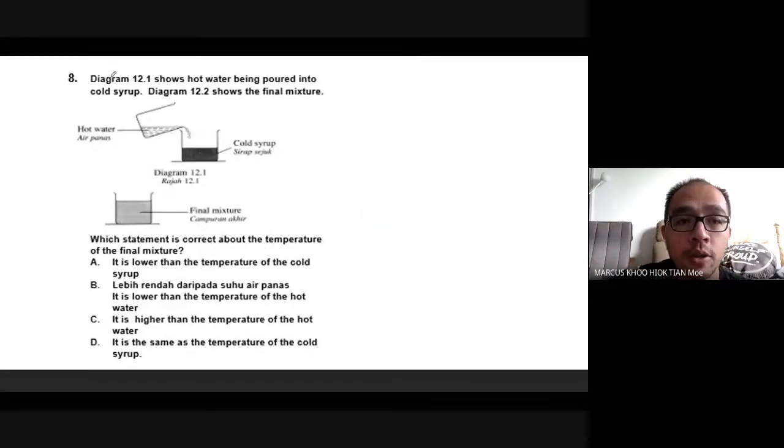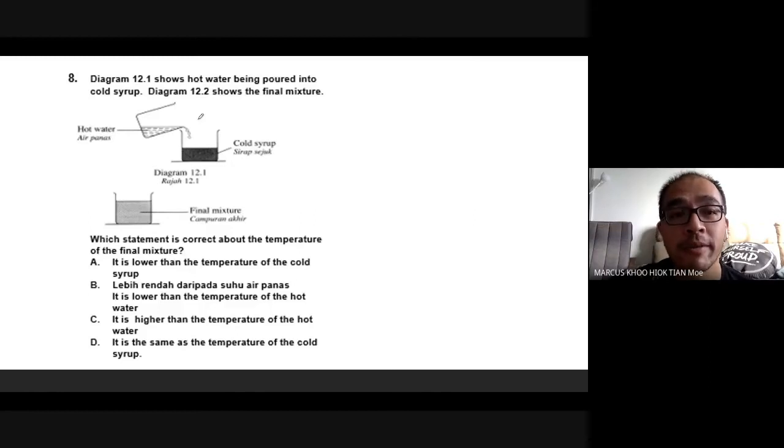Diagram 12.1 shows hot water being poured into cold syrup. Diagram 12.2 shows the final mixture. Wow, hot water inside cold syrup. How many of you do this? Most of you put cold syrup into hot water, correct or not? Actually, I was taught that this is the correct method, when you put the syrup first and then you put the hot water. But in actual fact, usually you put water first and then you put the syrup, right?